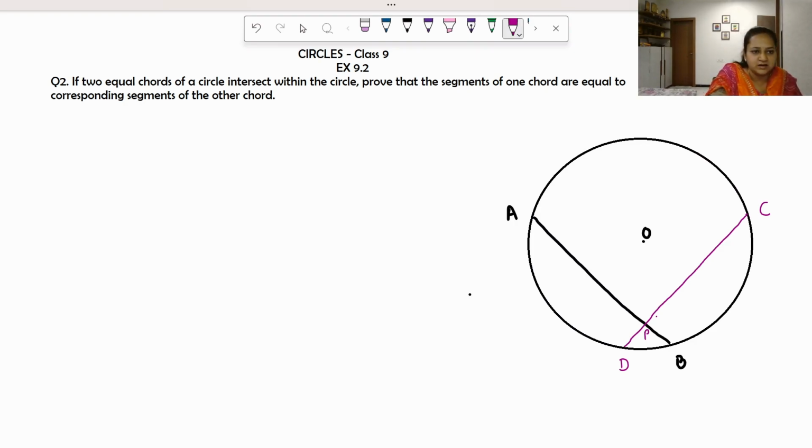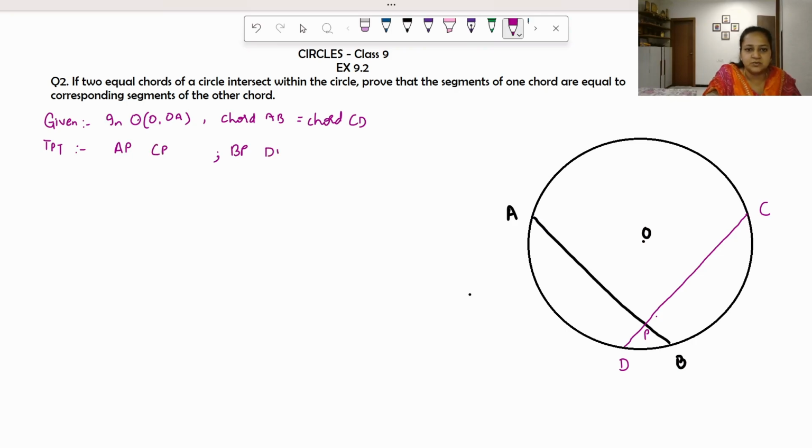So, we are given that in the circle with center O, radius OA, chord AB is equal to chord CD. That is given to us. The two chords are equal. What do we want to prove? The segments in which they are divided. The bigger segment of chord AB is AP and the smaller segment is BP. Likewise, the bigger segment of CD is CP and the smaller segment is DP. We want to prove that these are equal. I hope the question is understood. We are talking about segments and the length of the chord.